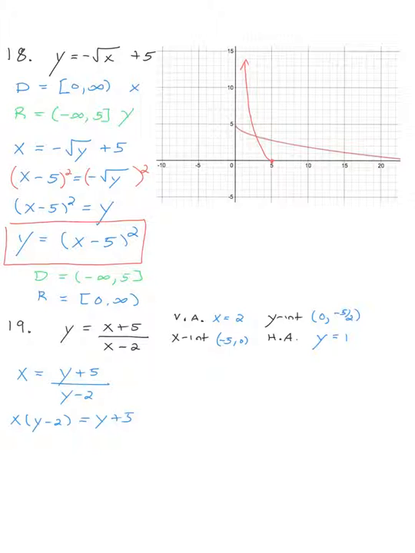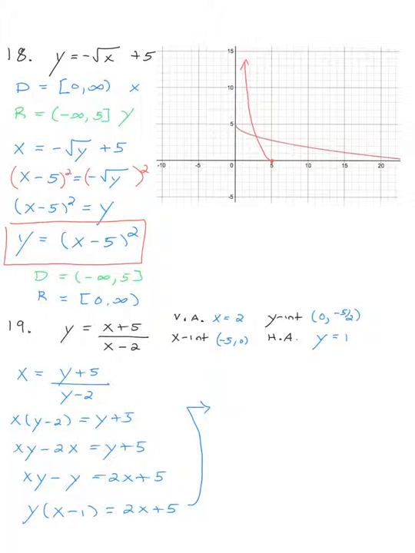I'll then distribute the x. I think I'll add 2x to both sides and subtract y from both sides. I'll factor out y on the left side of my equation. And then my last step is to divide both sides by x plus 1, which takes me to my inverse: y is equal to 2x plus 5, all divided by x minus 1.